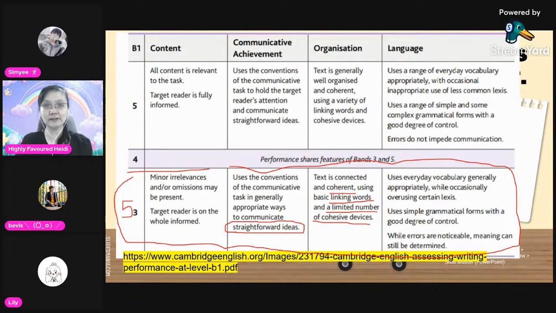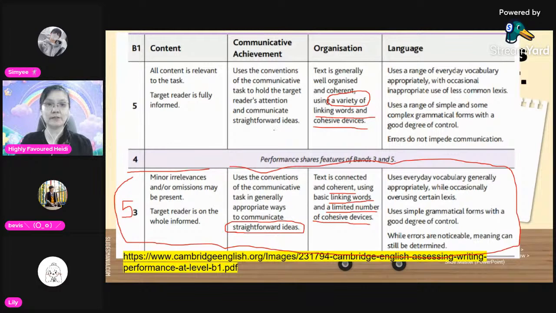Here you have this word, variety. Just now it was limited, now variety. If you don't show variety of linking words and cohesive devices, then you fail to score 5 for organization.